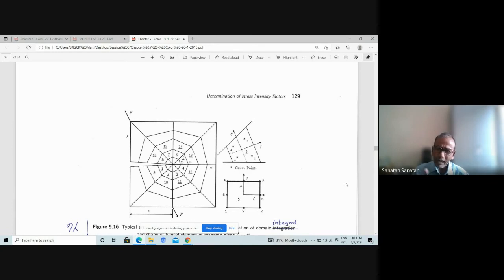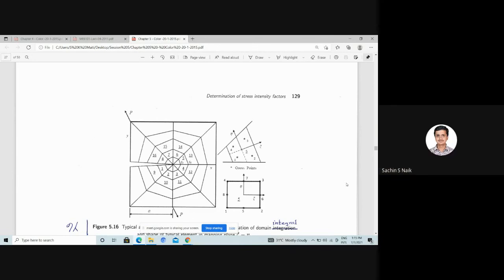Locally, you take the crack tip there, you construct your 1, 2, 3 directions, and your loading can then be given in terms of the coordinates that we have introduced. So it's a general problem. It's not just a simple problem that we think about.